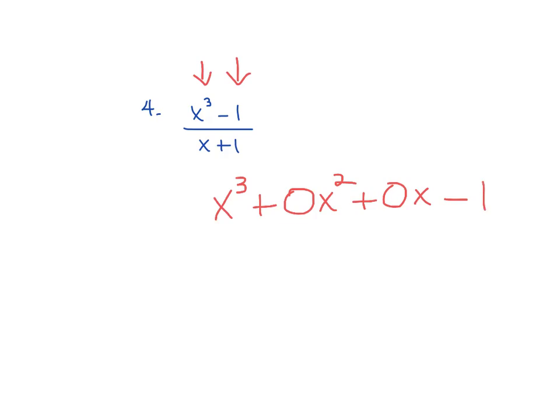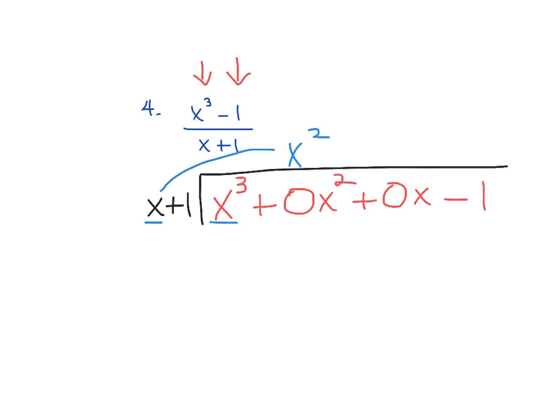I need to have it like a countdown and represent from 3 to 2 to 1 to the constant inside the division box. So now that I've represented every single exponent here, starting with 3 and counting down, I'm going to divide that by x plus 1. And now I start the same process. What am I going to multiply x by to make it x cubed? And that will be x squared. So x squared distributes to the x and to the 1.